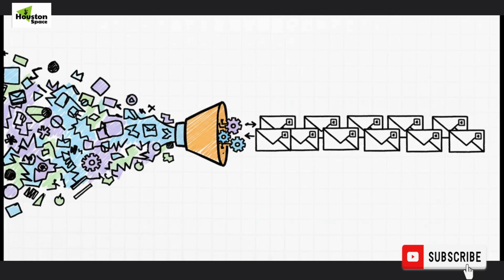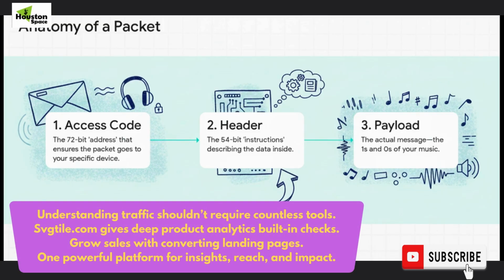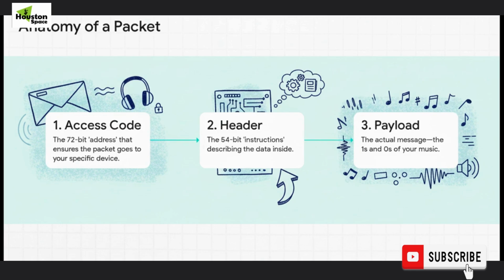So first things first, the data isn't just blasted out there in one long, messy stream of ones and zeros. Instead, it's all broken up and bundled into these little things called data packets. The absolute best way to think about this is like sending a letter. You don't just yell words into a mailbox, you write them down, you put them in an envelope, and you put a very specific address on the front. And each of these digital letters or packets has three crucial parts. First up is the access code. That's the address on the envelope that makes sure it only goes to your headphones. Then there's the header, which is like the instructions, saying what's inside. And finally, you have the payload. That's the good stuff, the actual ones and zeros of your music.